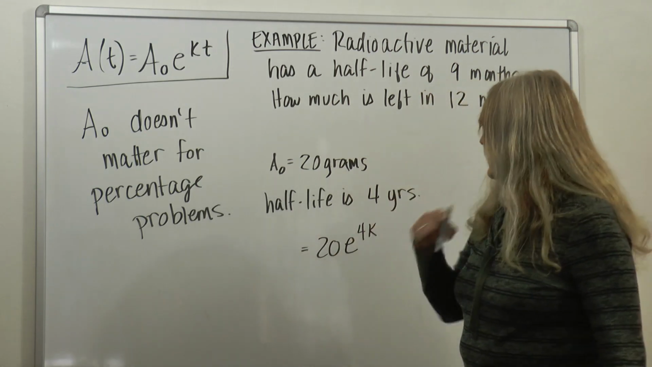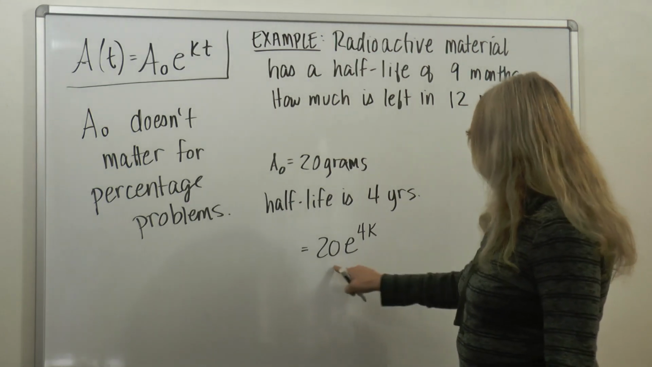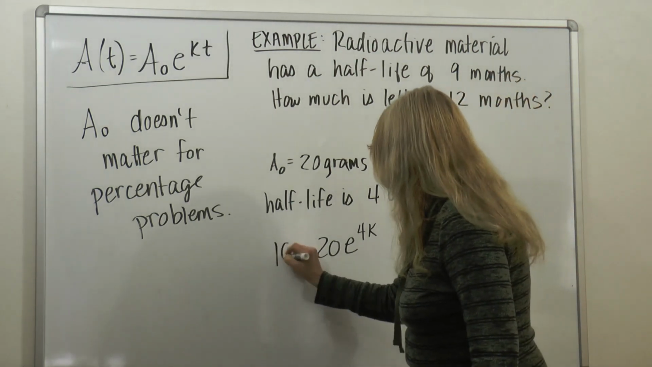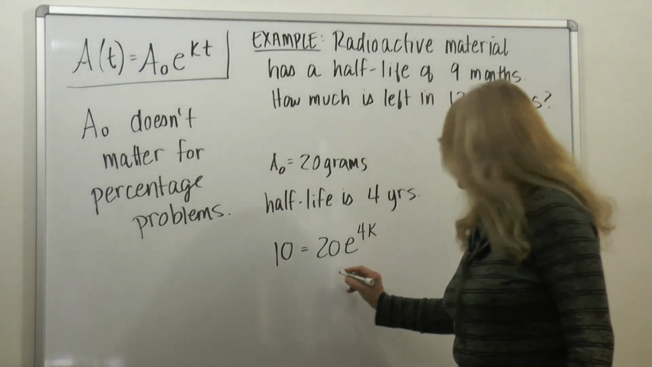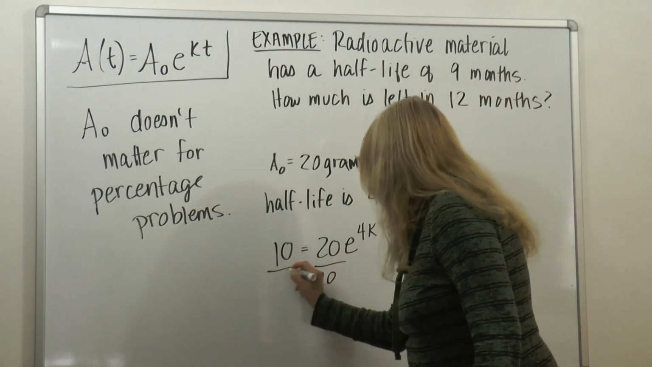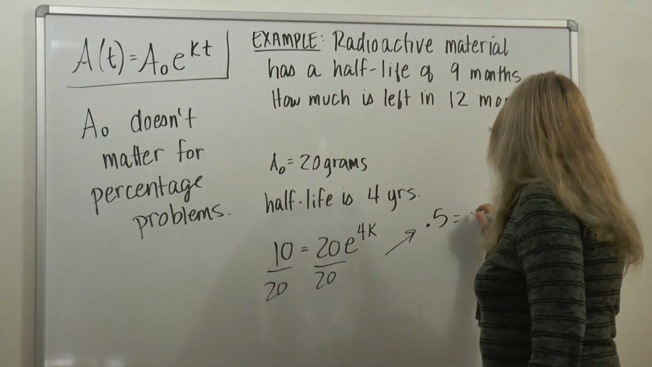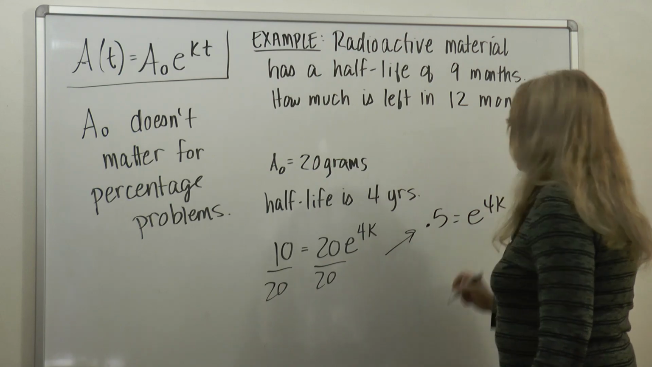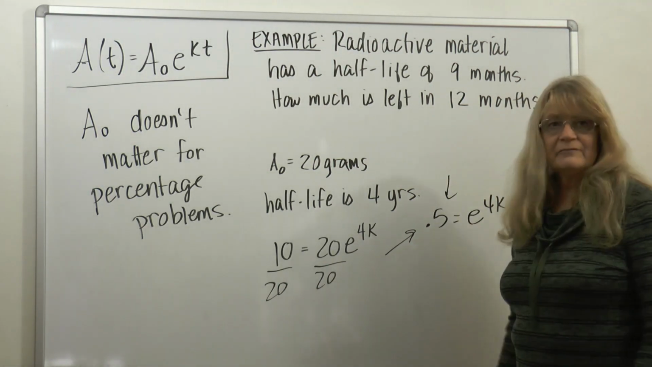half-life is how long it takes until half as much is there. So half of 20 is 10. So the first thing I would do in order to solve for that K is divide everything by 20, which is going to give me 0.5 equals E to the 4K. So if you're solving for something with half-life, it's automatically 0.5.